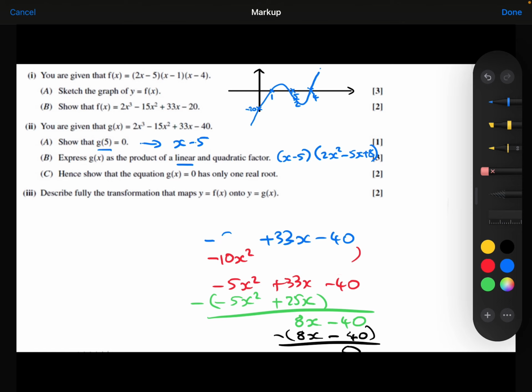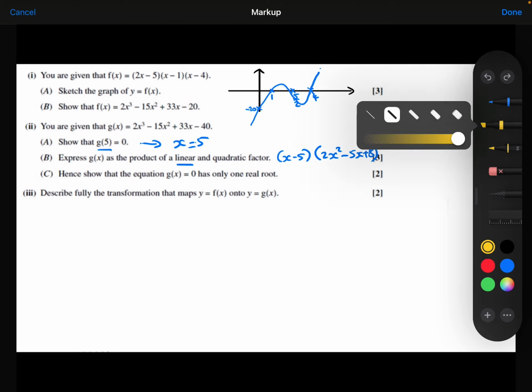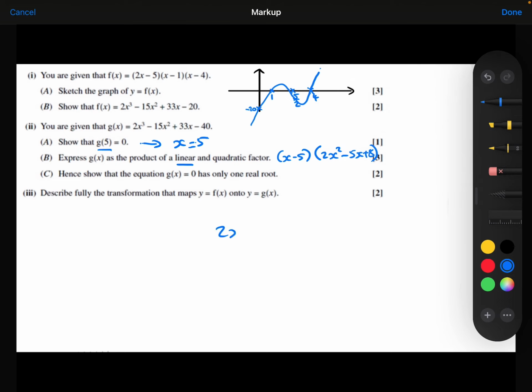Part C. Hence show that g of x equals 0 has only one root. Okay, well we know it has one root, the 5. We know that 5 is one of the roots. So if 5 is one of the roots, and this only has one root, then that must mean that this quadratic has no roots. So how can I show that this quadratic has no roots? Well, I can consider its discriminant. If b squared minus 4ac is negative, then this equation will have no roots.